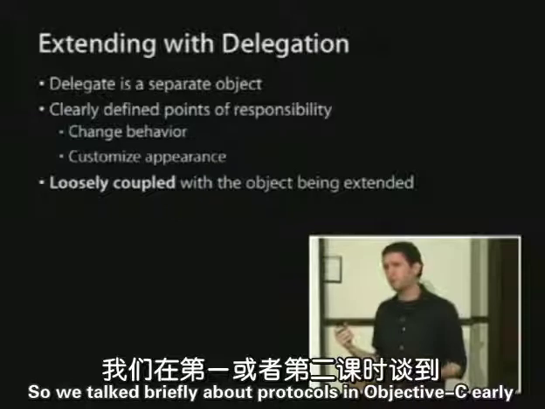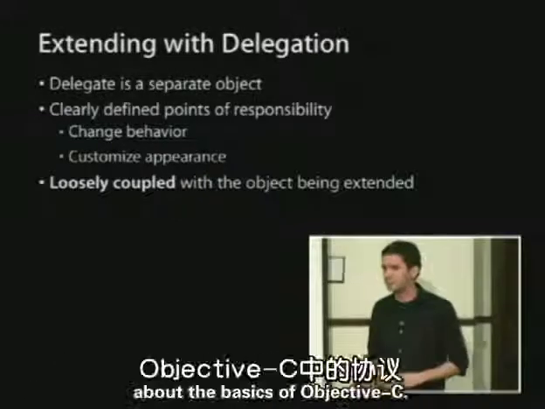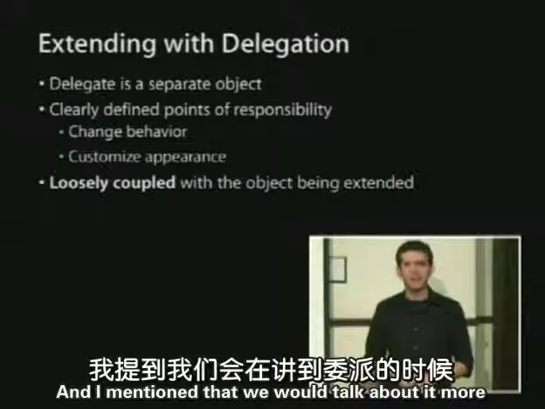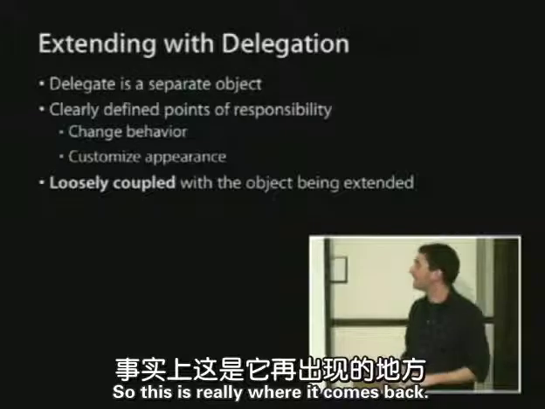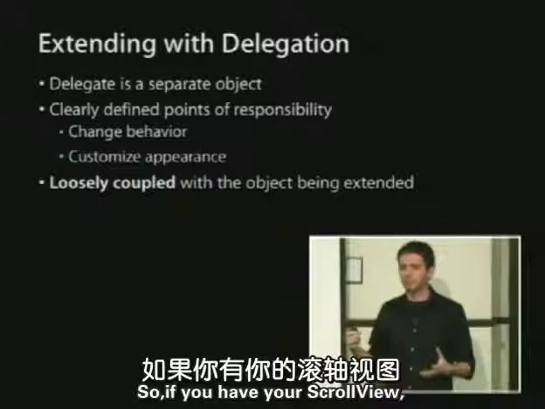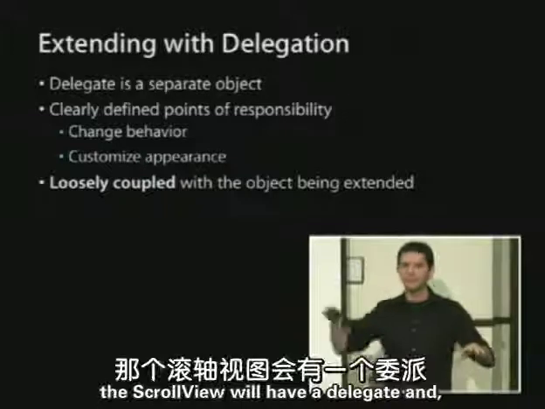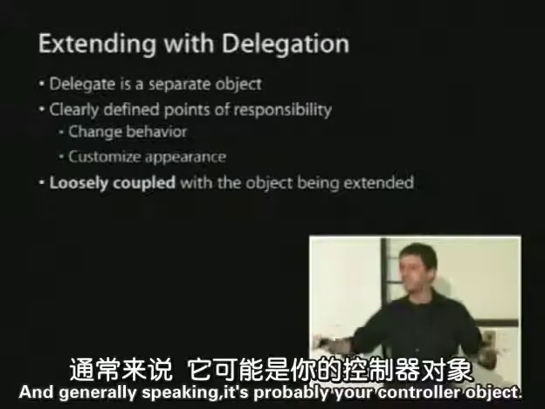So we talked briefly about protocols in Objective-C early on in the first or second lecture when we talked about the basics of Obj-C. And I mentioned that we would talk about it more when we got to delegation. So this is really where it comes back. The delegate is a separate object. So if you have your scroll view, the scroll view will have a delegate. And it's some other object. And generally speaking, it's probably your controller object.